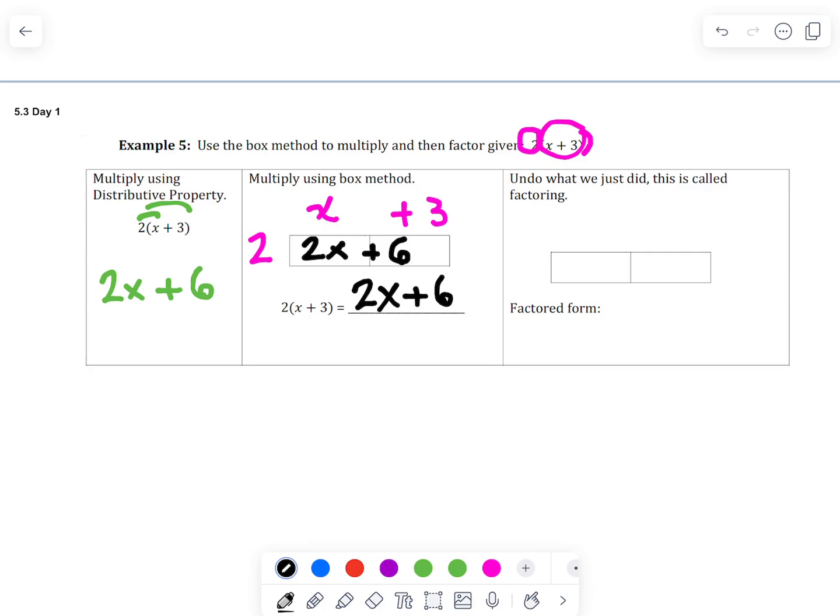We can also now factor using the box. So what we do is we start with the black terms, 2x plus 6, those go inside the box. And then we're looking for the GCF. So what is the GCF of the row? And what you can do is you can take out a 2 from 2x plus 6, and you can take out an x and a 3. So then when you multiply, you get 2 quantity x plus 3.